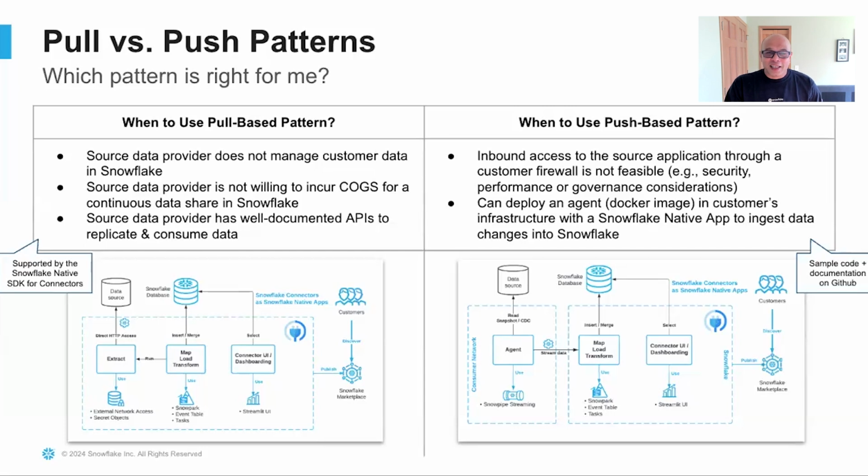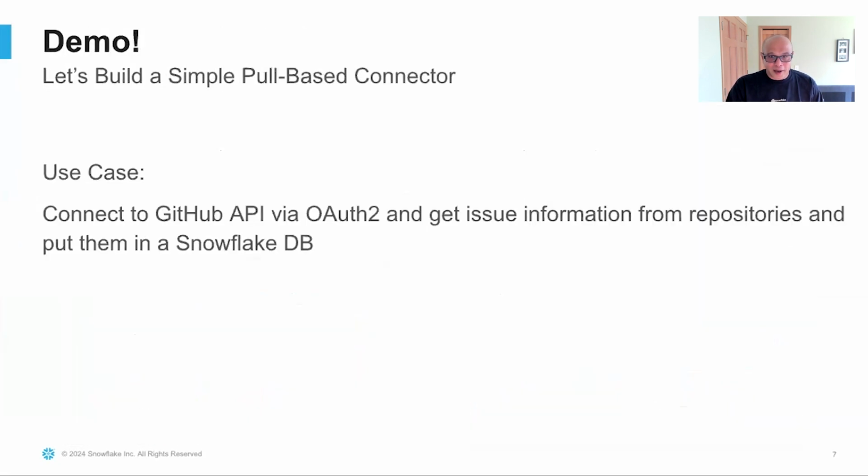So let's see some of this in action. I'll go to a demo here. So for my demo use case, here's what I wanted to do. What I wanted to do was create a connector using the Snowflake native SDK for connectors that does four things. Number one, connect to GitHub via OAuth. Number two, fetch issues for a public repo that I can go specify. Then take those issues and put them in a database in Snowflake that I specify again.